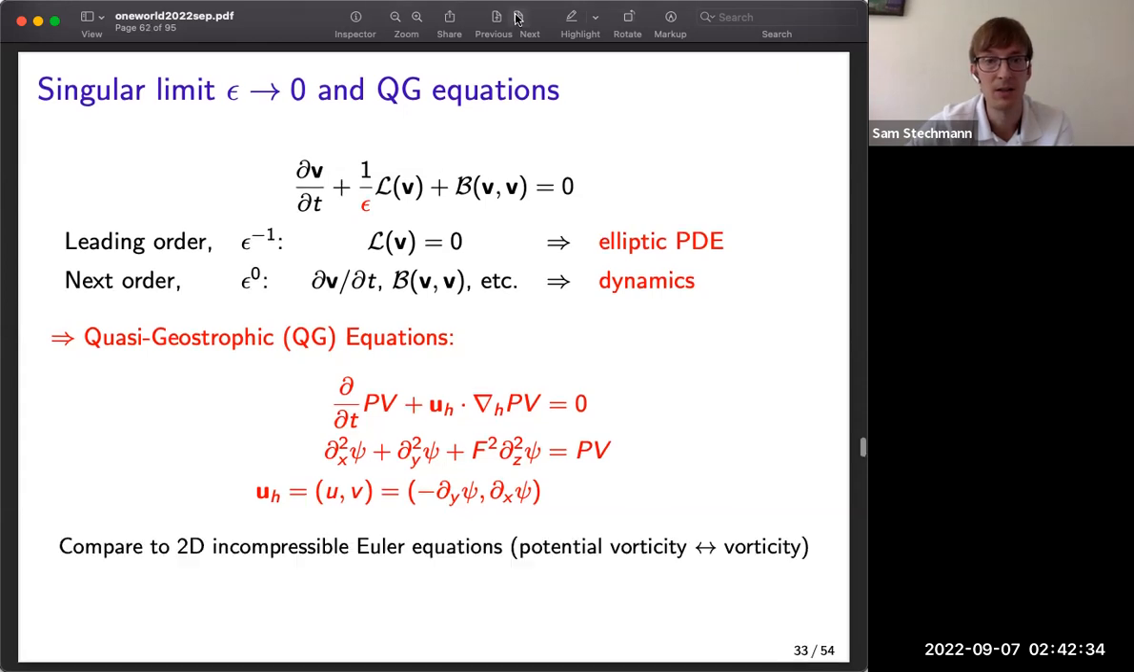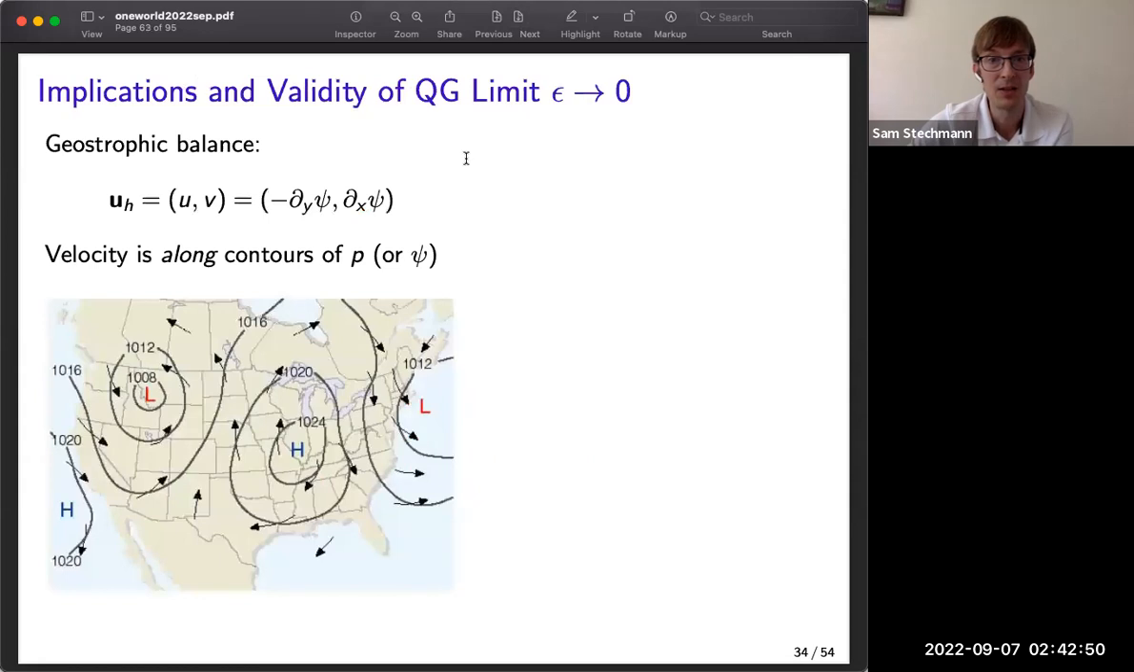I think people here are familiar with PV, but if not, this is also very similar to 2D incompressible Euler, where this potential vorticity plays the role of vorticity from Euler. And this is a large scale limit.